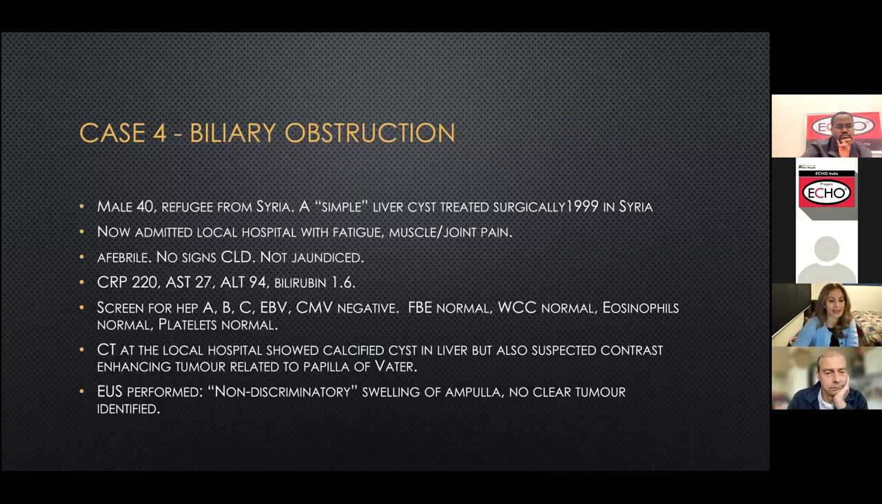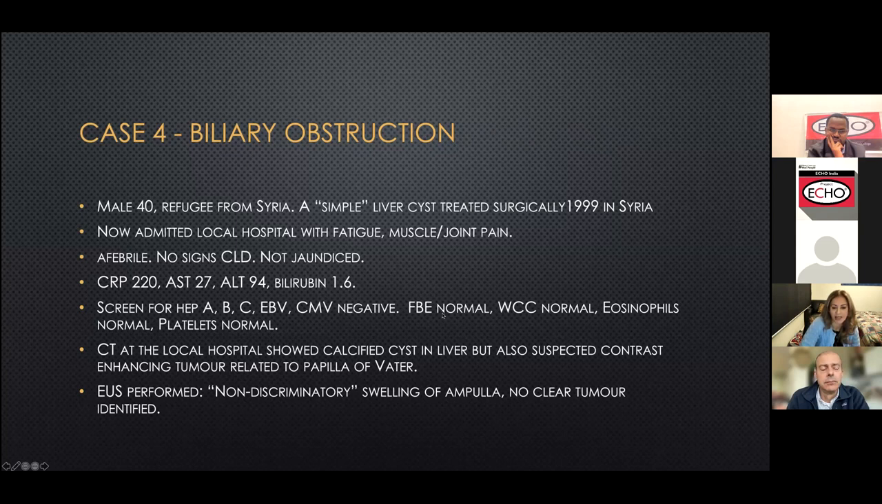Last case is a gift from Professor Obstruction from Norway, so thank you. This is a 40-year-old man, a refugee from Syria. He had a simple liver cyst that was treated surgically in Syria and was now admitted to a local hospital with fatigue, muscle and joint pain, and was afebrile. His CRP was 220. His screen for hepatitis A, B, and C were negative. So he did have a slight transaminitis, but his bilirubin was normal.